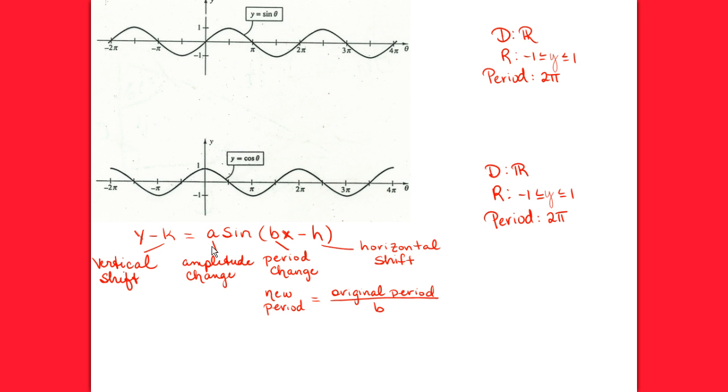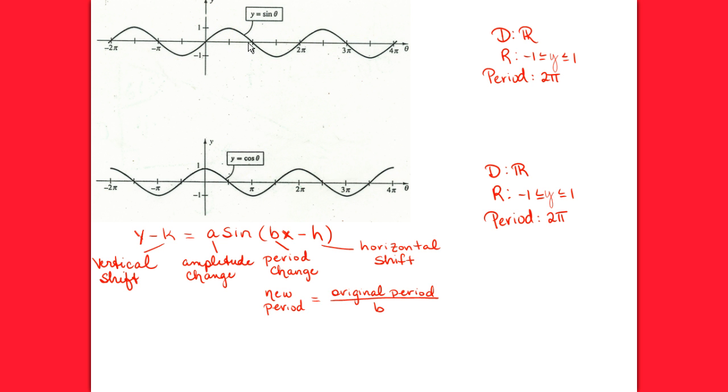The other thing that we have is the B value. That B value causes a period change. And there were two different ways that we looked at that. Your new period would be your original period divided by your B value. So let's say that this was a 2 right here. What is the original period for sine? 2 pi. So if I divided that by my B value of 2, that would mean my new period is 1 pi. That means that I've got to be done drawing the sine curve by the time I get to 1 pi. So I'd have to smush that whole thing in there by the time I got to 1 pi.